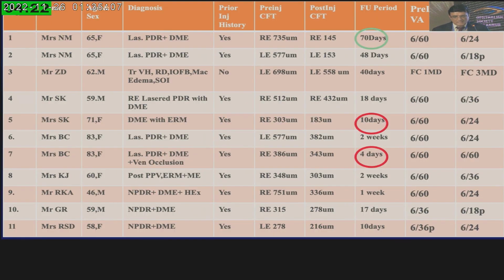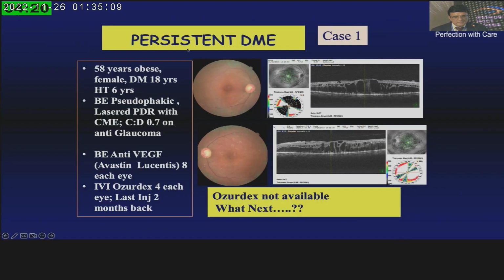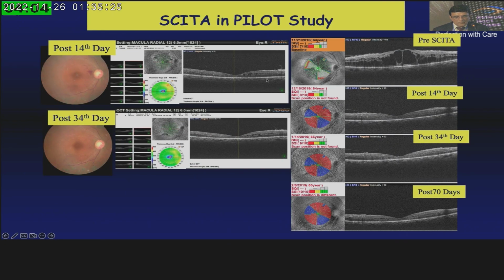So these were the preliminary studies, and you can see here this was a diabetic patient who had received anti-VEGFs and Ozurdex, and you can see the amount of edema in the right eye and the left eye. There was a time in the country when Ozurdex was not available, but at that time we were ready with the device, and you can see how beautifully the macular edema subsides after suprachoroidal injection. This is pre-SCTA. This is the 14th day after SCTA, 34th day and 70th day.